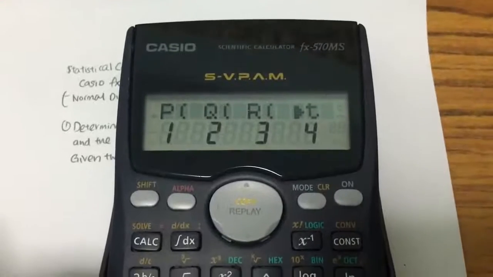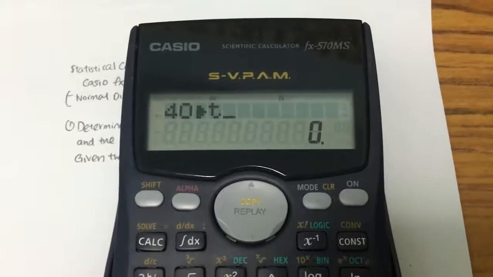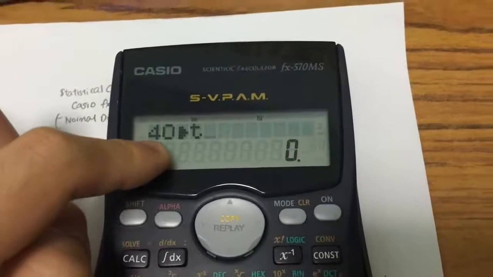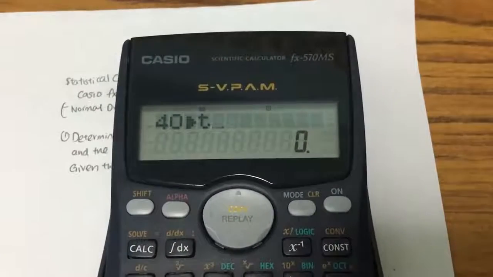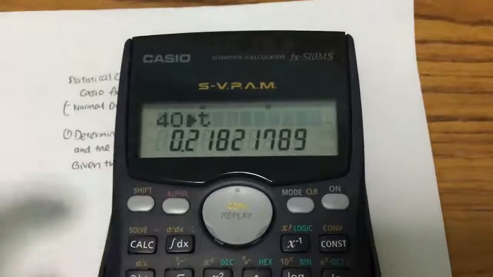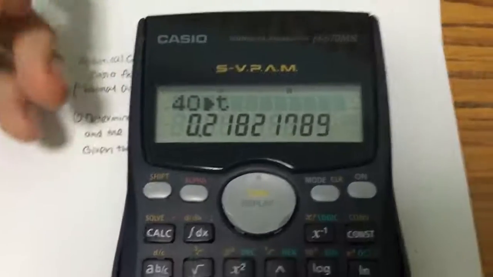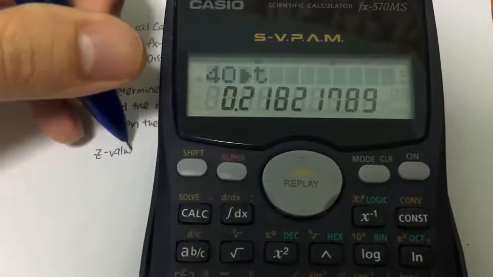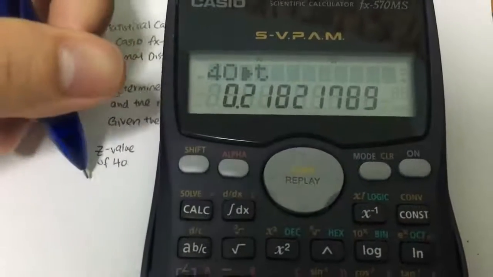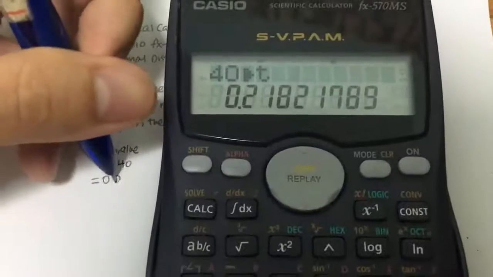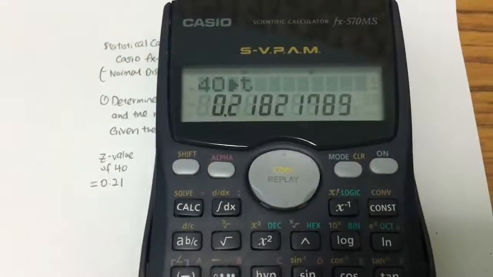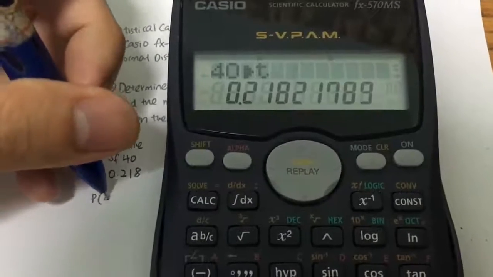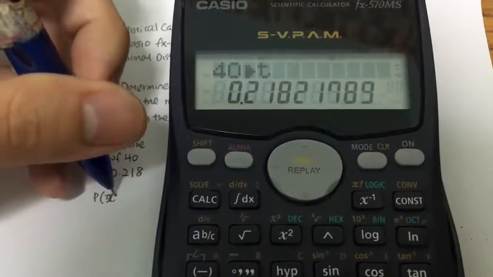So in order to calculate the z-value, I just press 4. This means that I want to find the z-value of 40, and then I just press equal. So the z-value of 40 is 0.218. If I write down here, z-value of 40 is equal to 0.218.